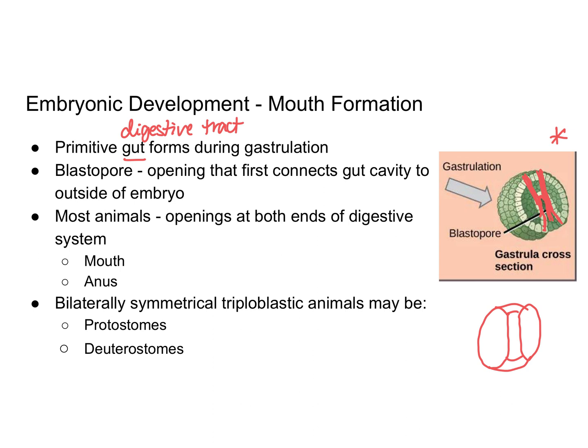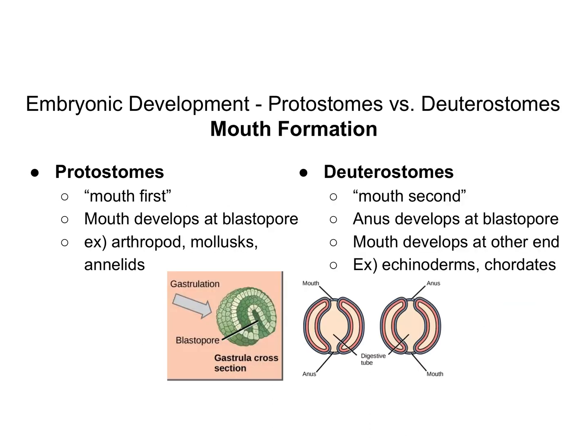Now in bilaterally symmetrical triploblastic animals, they can be either protostomes or deuterostomes. And the main difference here is whether the mouth forms at the blastopore or whether the anus forms at the blastopore. So if we take a look at the formation of the mouth, in protostomes, the mouth forms first. So the blastopore, that pinching in here, is ultimately going to differentiate and become the mouth.